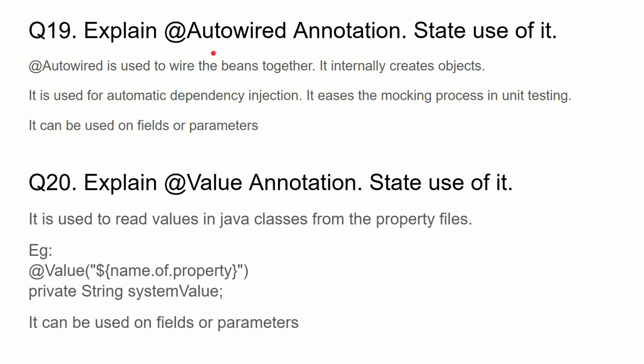This is one of the important questions and annotations. Explain the @Autowired annotation and state the use of it. So the @Autowired annotation is used to wire the beans together. It internally creates the object, so we do not have to create the object by using the new keyword. It is used for automatic dependency injection. It eases the mocking process in unit testing. It can be used on fields and parameters.